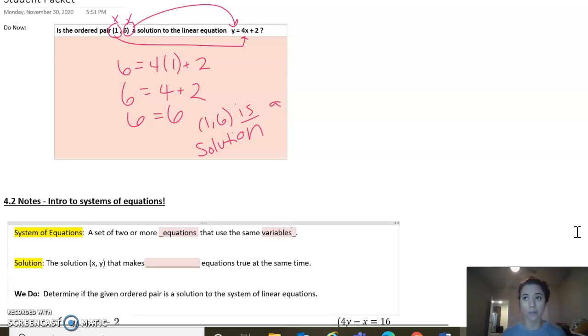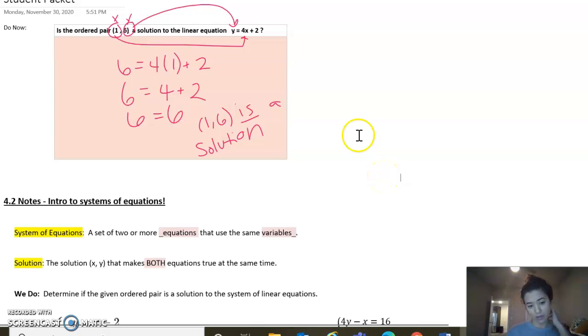So a system of equations is when we have 2 or more equations. Up here we have 1, so again we're just going to have 2 or more, and they use the same variables. So like this one uses x and y. To make it a system, we would have another equation with an x and y in it. The solution is the point that makes both equations true at the same time. That is what the solution is for a system.